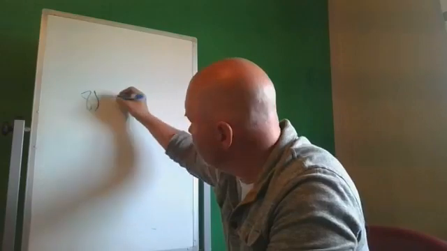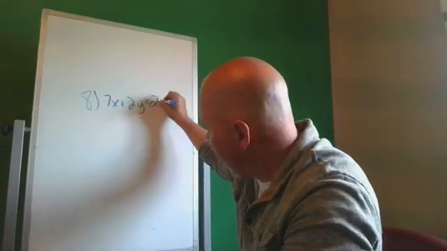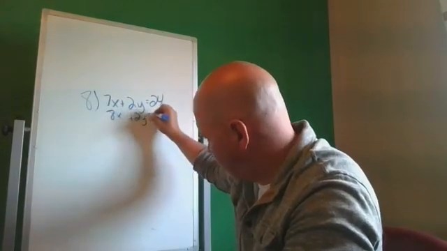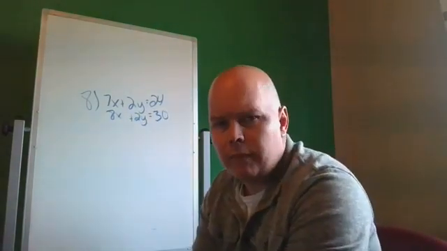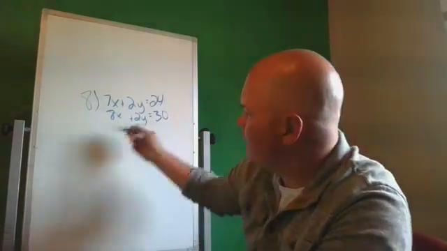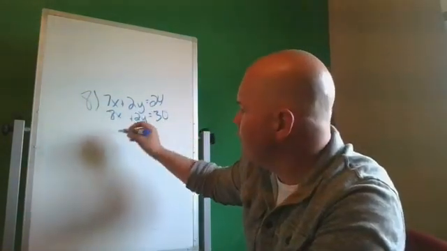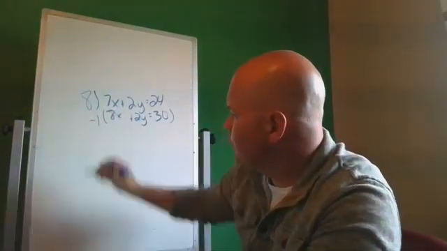And number 8 is 7x plus 2y equals 24, and 8x plus 2y equals 30. Okay, so from here, I'm going to do exactly what I've been doing. I'm going to find which one I want to eliminate. I'm probably going to pick my y since they're the same numbers. Even though they don't eliminate, I can make them eliminate by multiplying everything by -1.